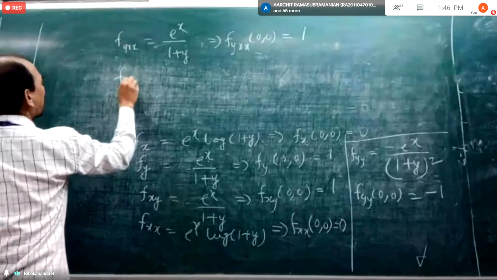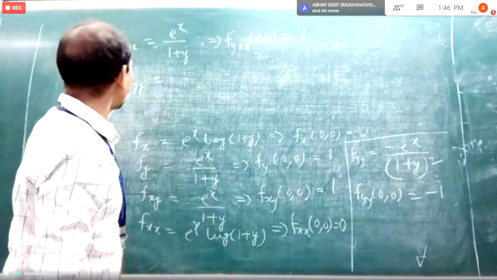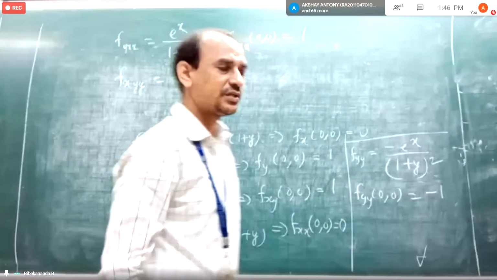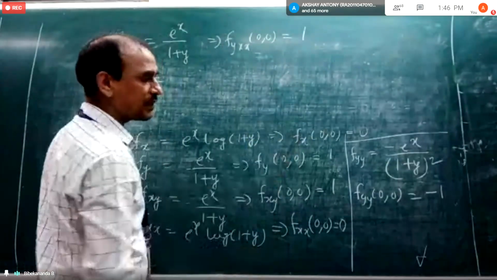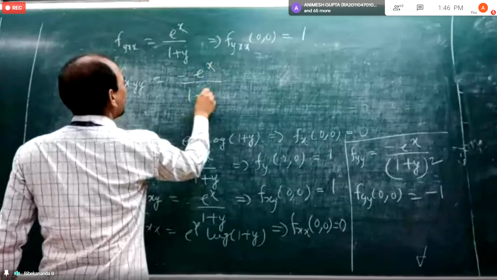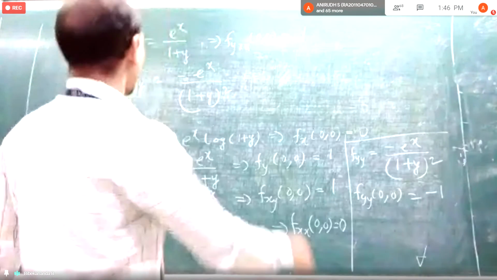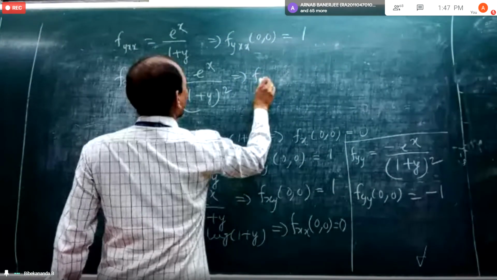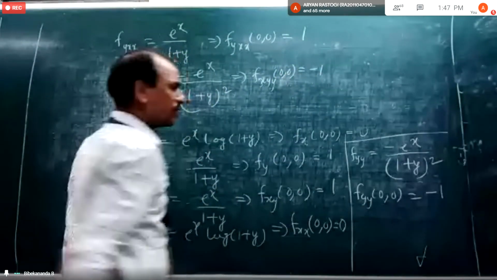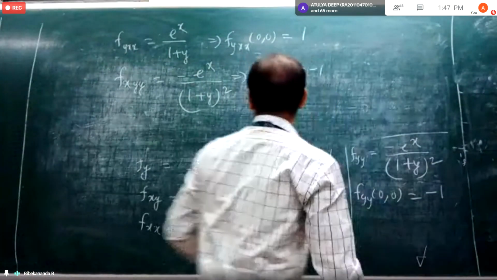Similarly, find fxyy. What is the meaning of fxyy? The differentiation of fyy with respect to x. So what is the differentiation of fyy with respect to x? Minus e to the power x by 1 plus y whole square. And so what is the value of fxyy at origin? Minus 1. Then what is the next thing we will find out?